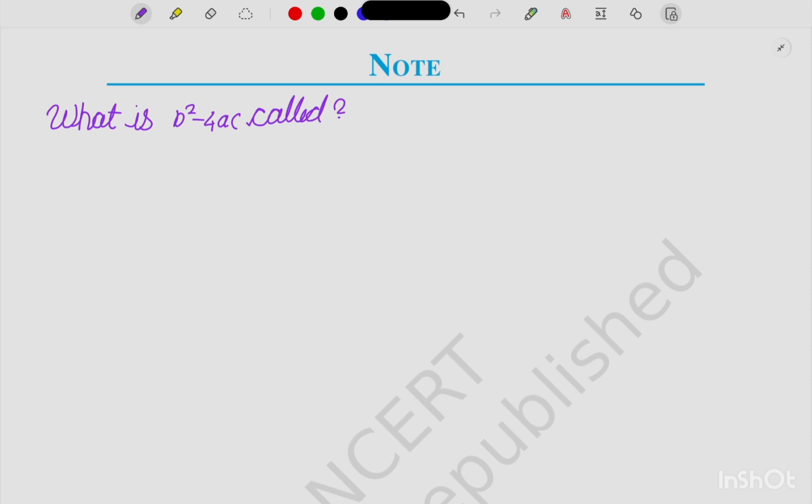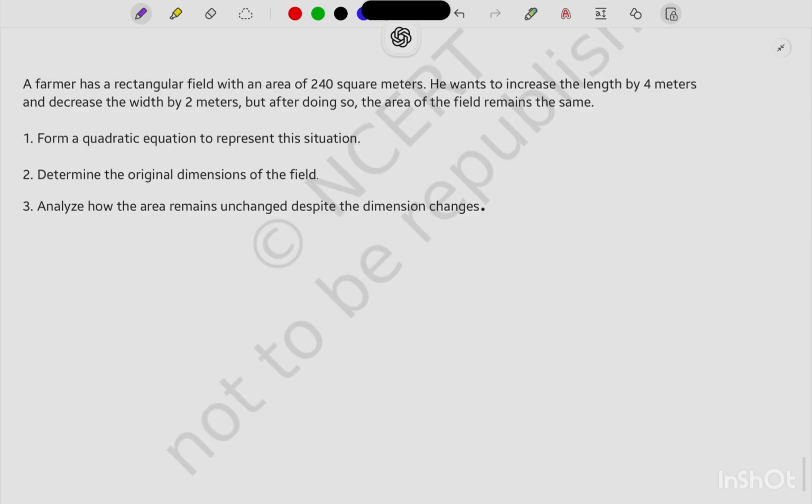So here's a word problem that you need to solve. The next problem is, a farmer has a rectangular field with an area of 240 square meters. He wants to increase the length by 4 centimeters and decrease the width by 2 centimeters. But after doing so, the area of the field remains the same. Now form a quadratic equation to represent this situation. Determine the original dimensions of the field. Analyze how the area remains unchanged despite the dimension changes.